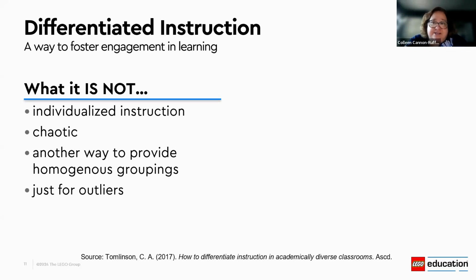It's not another way to provide for homogeneous groupings. We are all familiar with the blue, red, and green groups that you got assigned to in your elementary classrooms and then never moved out of at any point during your education. We don't want that happening. We want these to be flexible groupings, right? And it's not just for outliers.